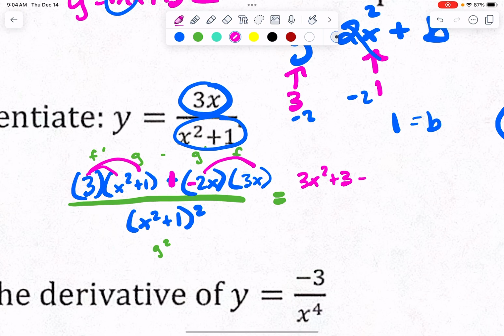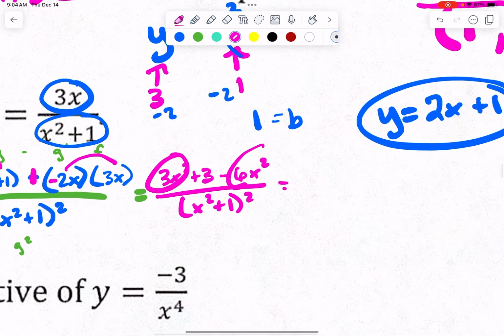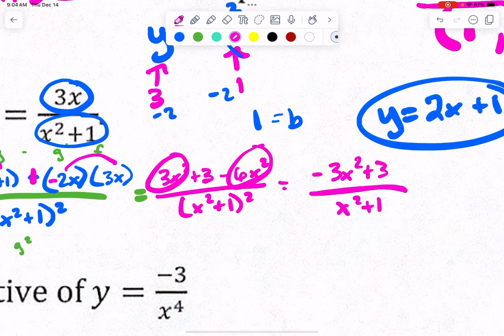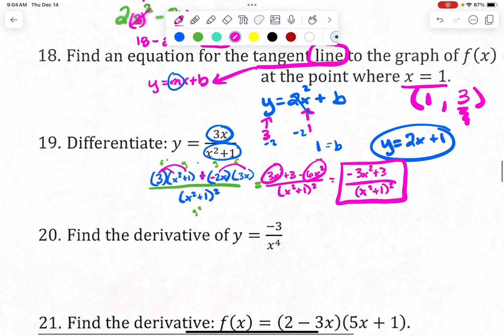So that will become minus 6x squared all over x squared plus 1 squared. One more thing, I can combine these two guys. So I've got negative 3x squared plus 3 over x squared plus 1 squared. That's not that bad. That was the quotient rule.